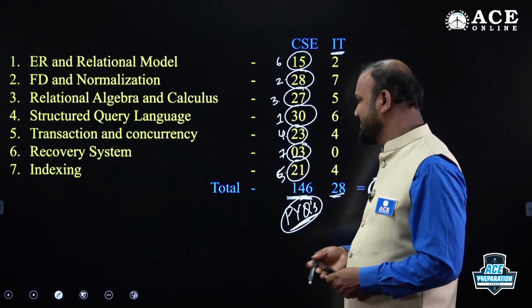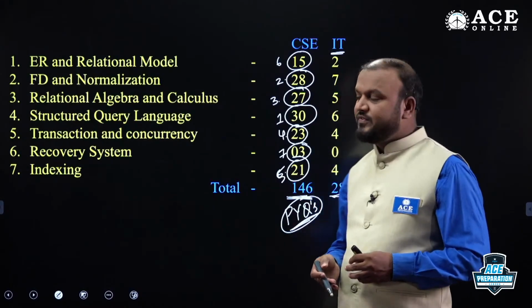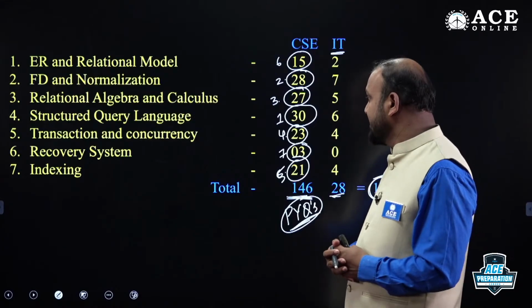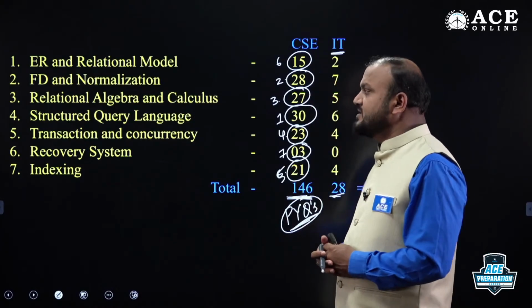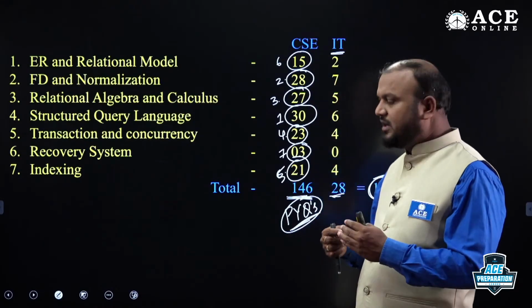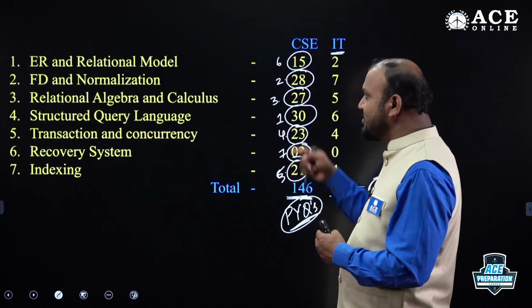Why? Because only 3 questions have been asked so far. In the IT paper, no question was asked. So this is the order of preferences, but you don't study the subject in this order of preferences.